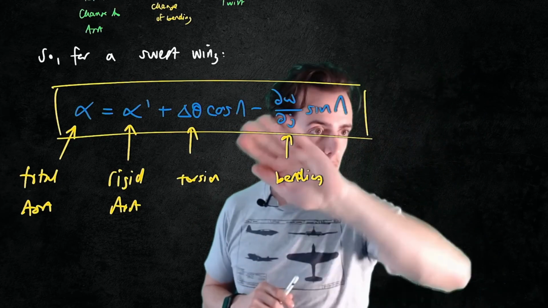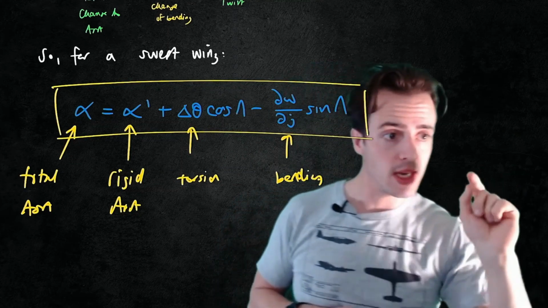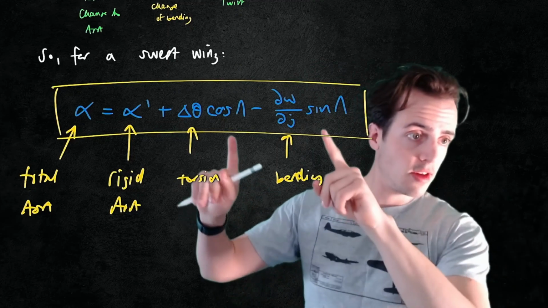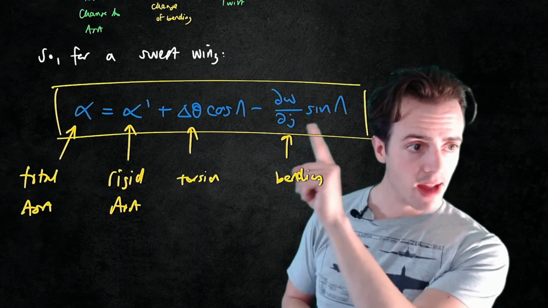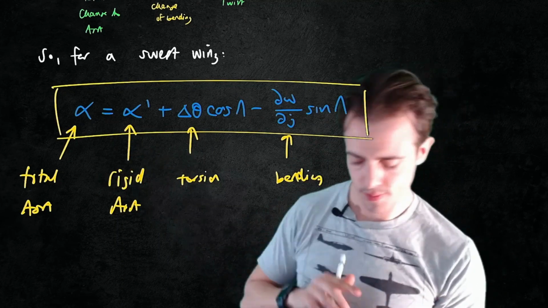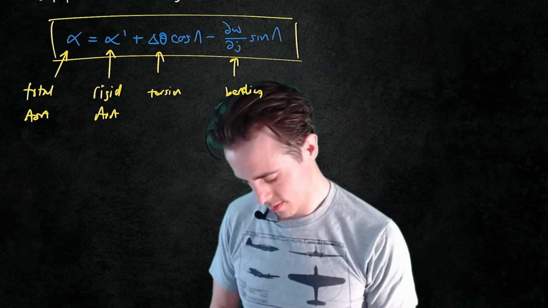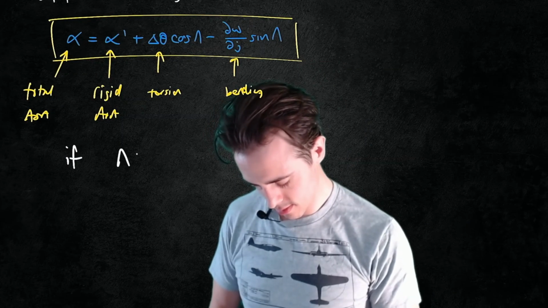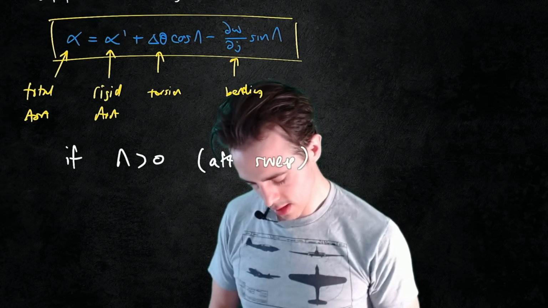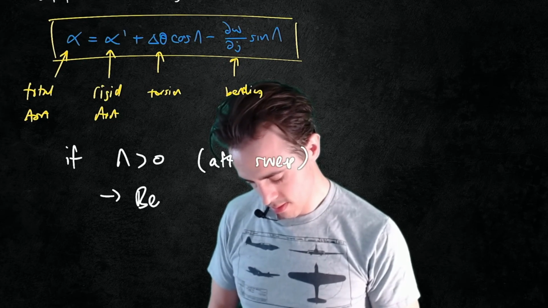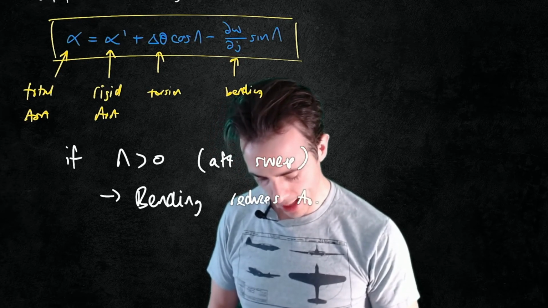If lambda is equal to 0, then we just get rid of all of these terms here and we've got the same expression as we had before. Okay? If lambda is positive, this expression now means that any torsion is going to be reduced, but importantly, if the wing bends up at all, it reduces the angle of attack, as long as lambda is bigger than 0. So if lambda is bigger than 0, which is aft sweep, bending reduces the angle of attack.